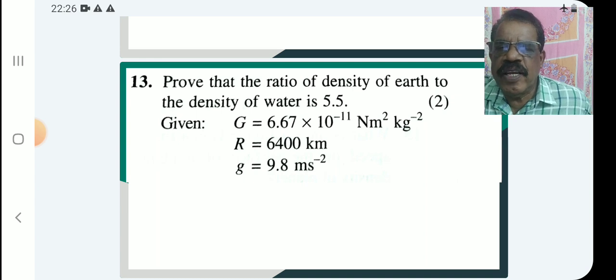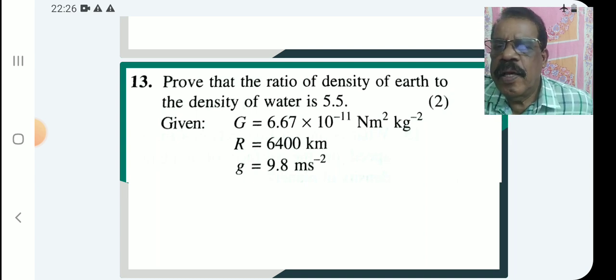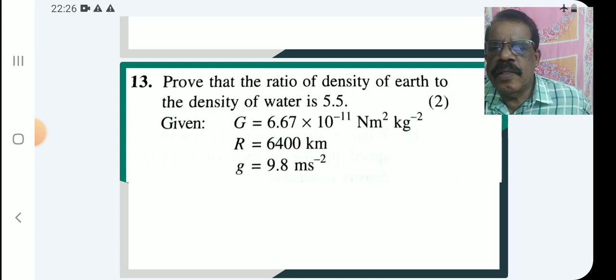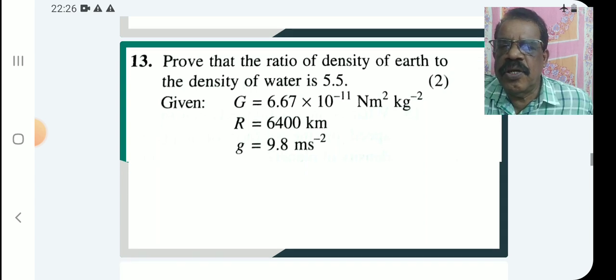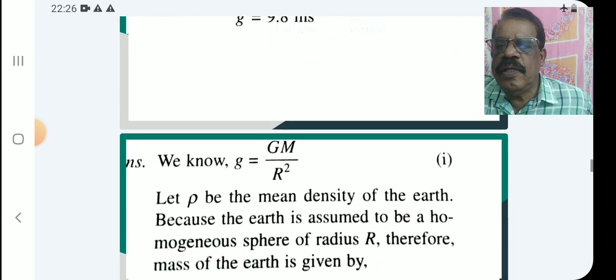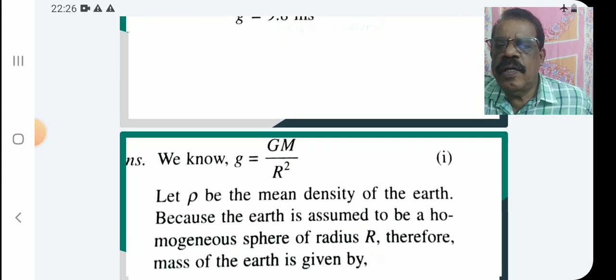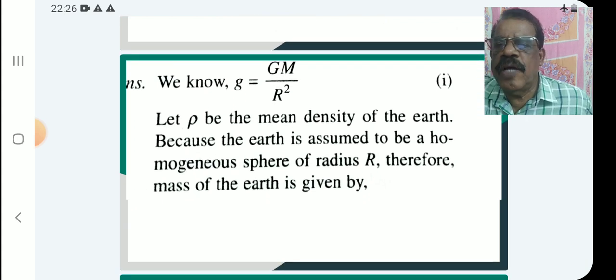So 5.5 is the ratio, and that ratio we have to find. Prove that the ratio of density of earth to the density of water is 5.5. Given G is 6.67 into 10 raised to minus 11 Newton meter square kg raised to minus 2, R is 6400 kilometer, g is 9.8 meter second raised to minus 2. Using these data, we can calculate the density of earth. We know g is GM by R square.